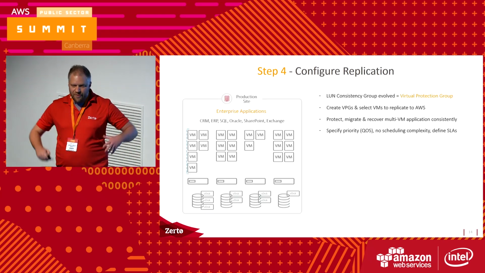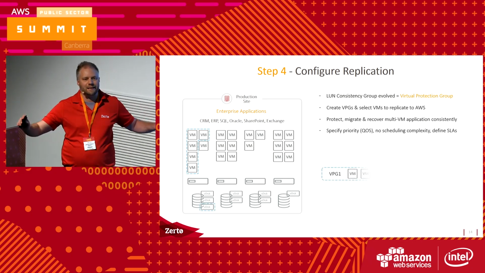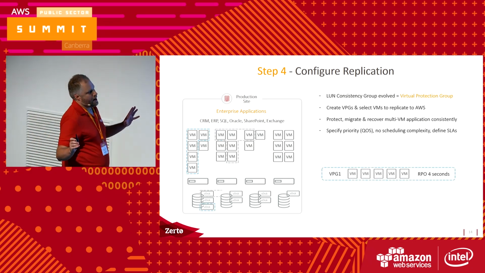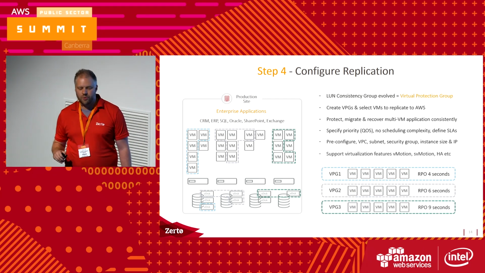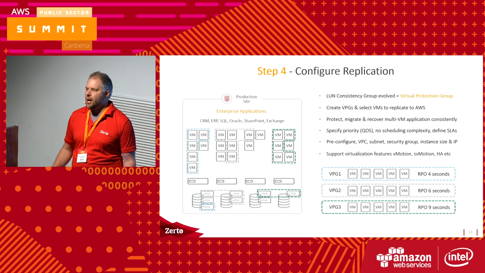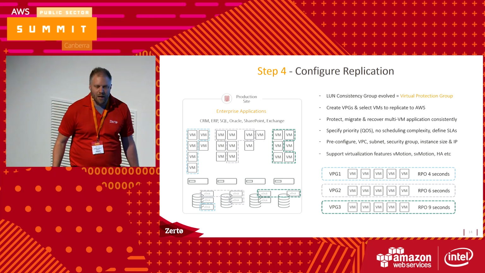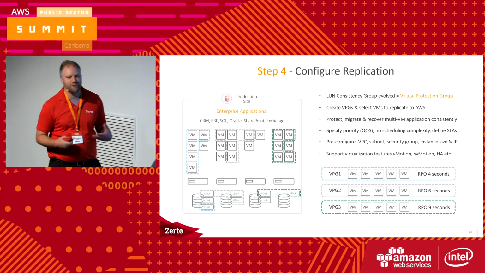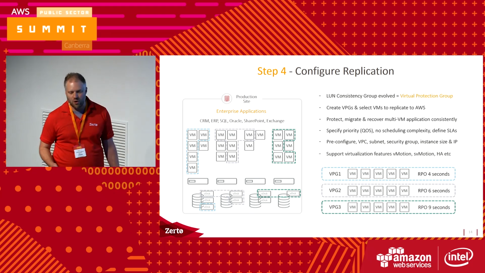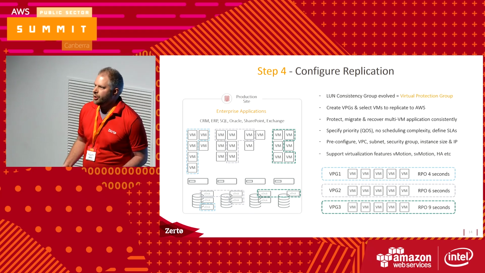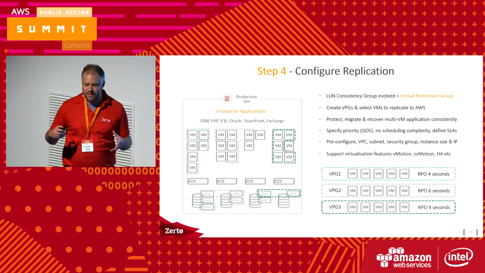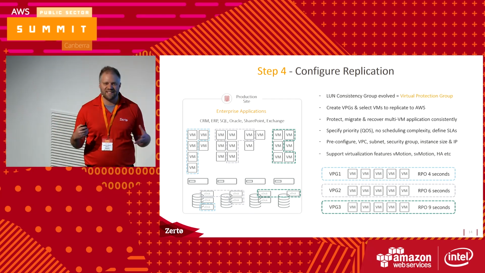Step 4. So once we've actually deployed all the components, we are connected, and we can communicate back and forth between the two environments, the next step is that we're going to go ahead and configure replication up into your VPC. Okay? Now, we're going to use something called a virtual protection group in order to do that. A virtual protection group is one of the most important constructs within Zerto. And what that is is our implementation of a consistency group.